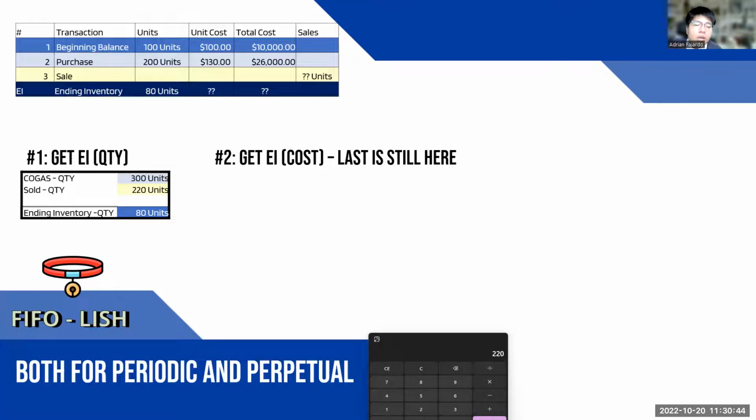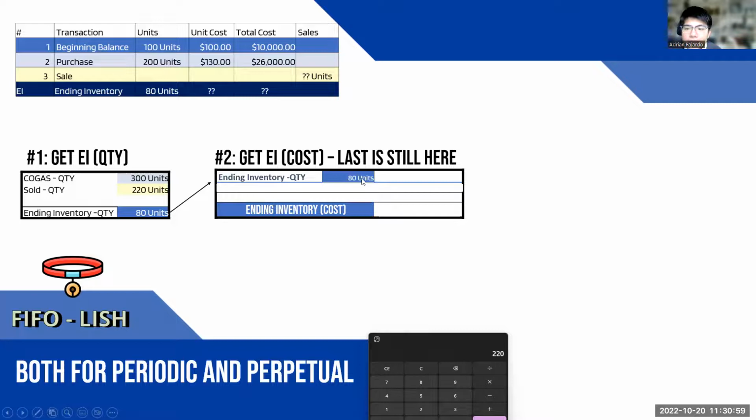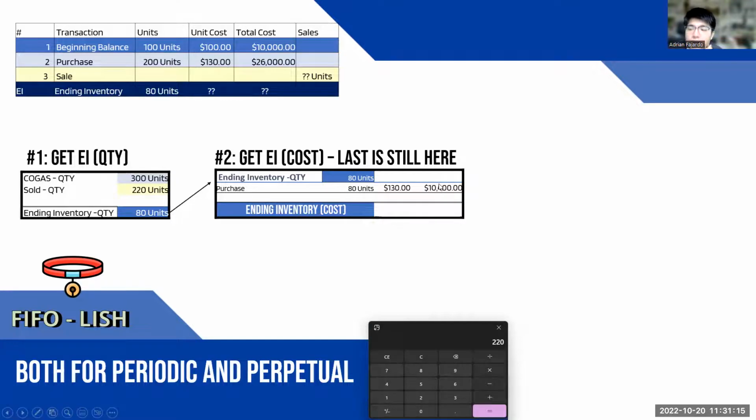next question is, what would be the ending inventory cost? And because it's FIFO, and we're looking at ending inventory, it's FIFO-ish. Last is still here. Therefore, yung ending inventory of 80 units, uubusin natin. So, sakto, what is the last batch? The last batch refers to the purchases. So, 200 units, so more than enough. So, 80 units will come from the purchase of 130,000, which will give you a cost of 10,400. So now we know that the ending inventory is 10,400.